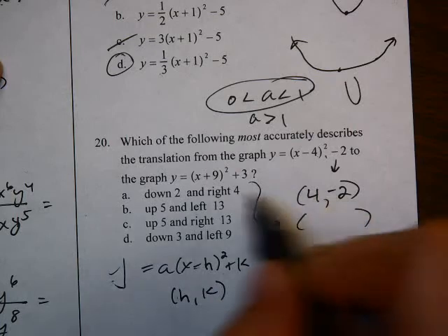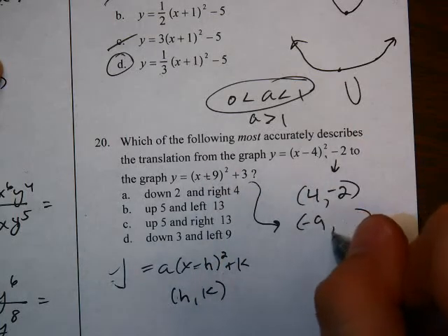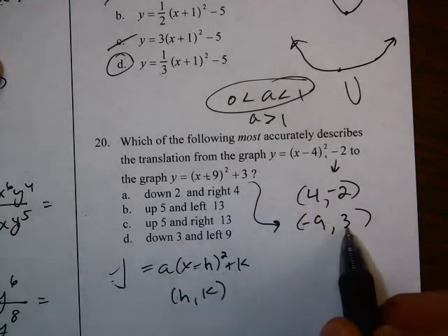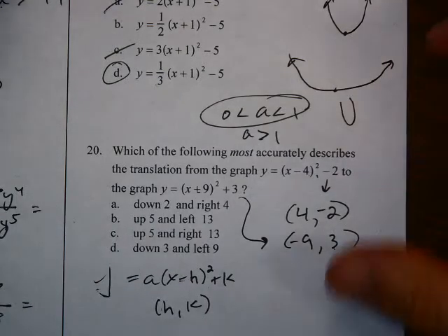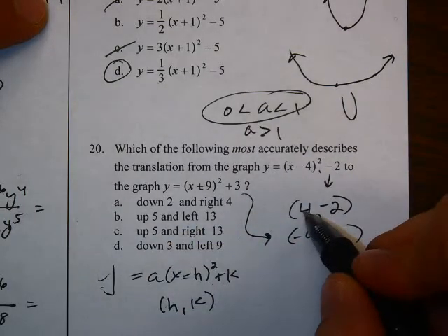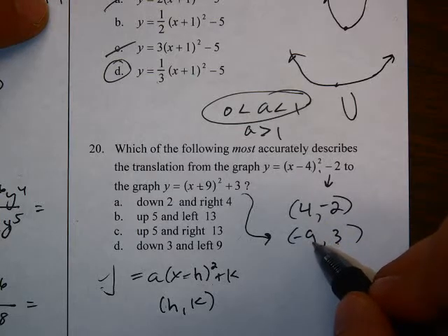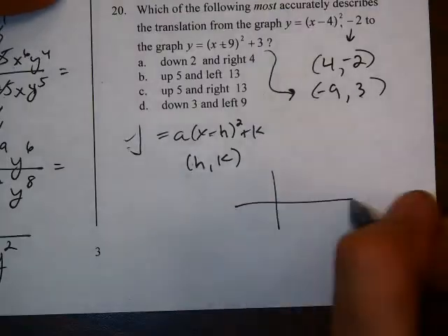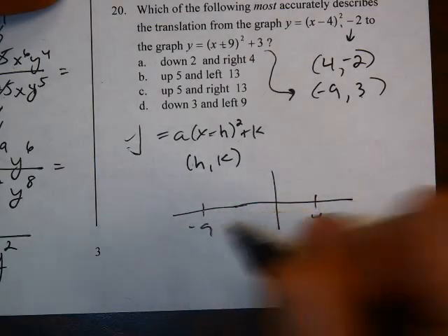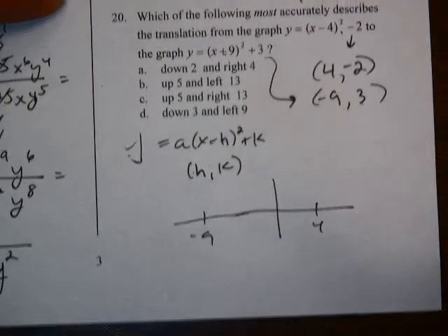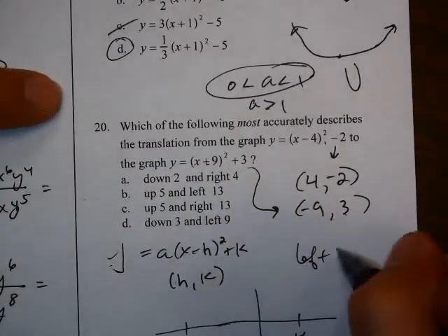This vertex is going to be the opposite of plus 9, which is negative 9, and then positive 3. The k's don't change signs. Plus 3 stays as positive. So now with the x's, for the left and right, we're going from positive 4 all the way to negative 9, which means if we're thinking about your graph, positive 4 all the way over to negative 9. We're starting here and moving to the left a whole bunch of spaces. 4 here, 9 here, that's 13 spaces total. So we're going left 13.